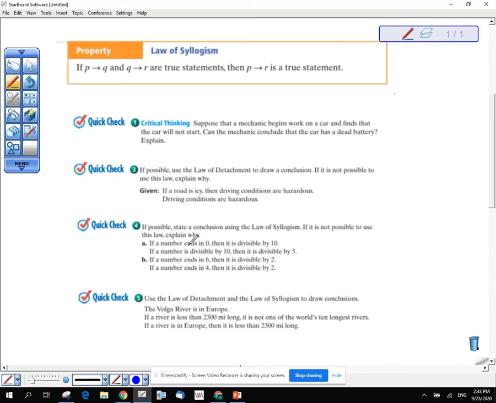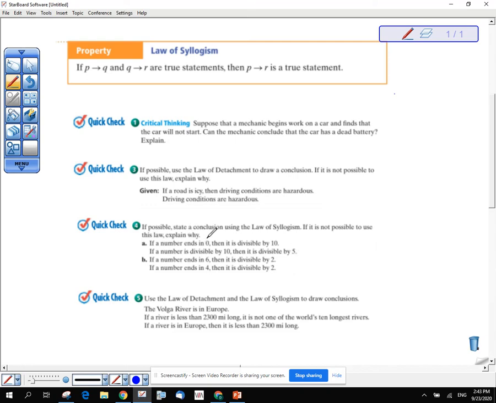If a number ends in 0, then it's divisible by 10. If a number is divisible by 10, then it is divisible by 5. True statements. Any number that ends in 0 is divisible by 10. Any number that is divisible by 10 would also be divisible by 5.